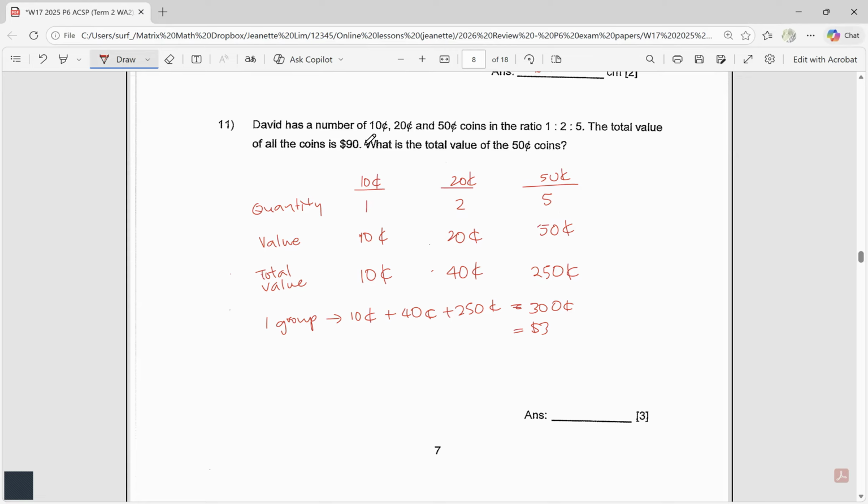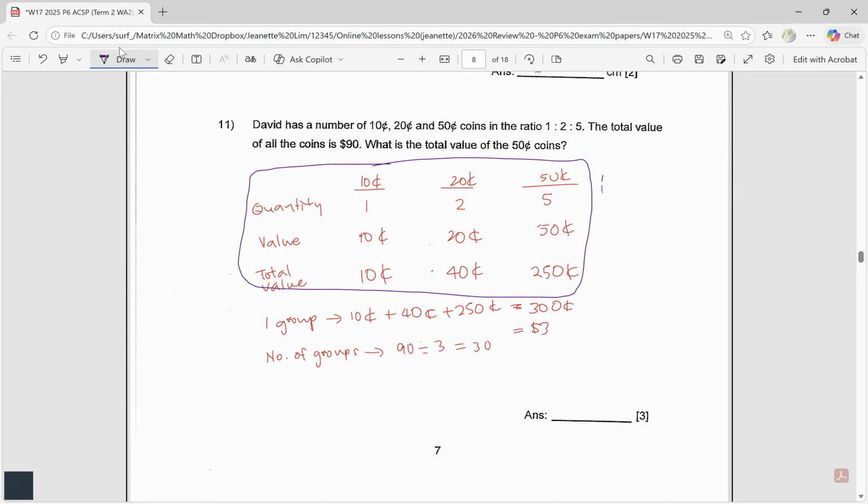My total is $90. How many groups are there? This is a grouping type of question, so you need to find number of groups. Okay, so some students may take 90 divided by 3, but they are not sure what they are finding. So label your steps, label number of groups. This is what we're trying to find. 30. So there are 30 groups. So this whole thing is what we call one group.